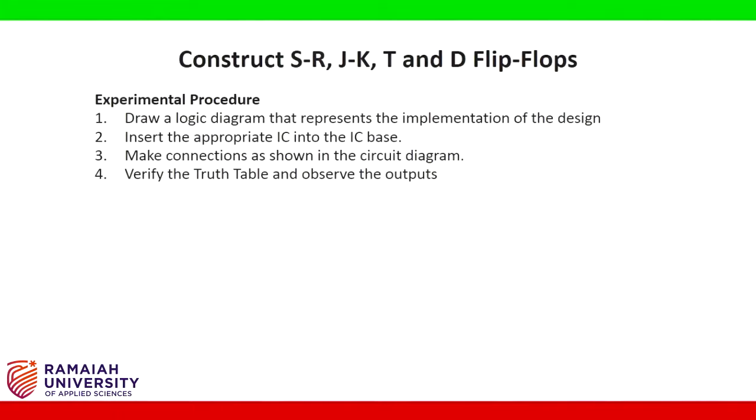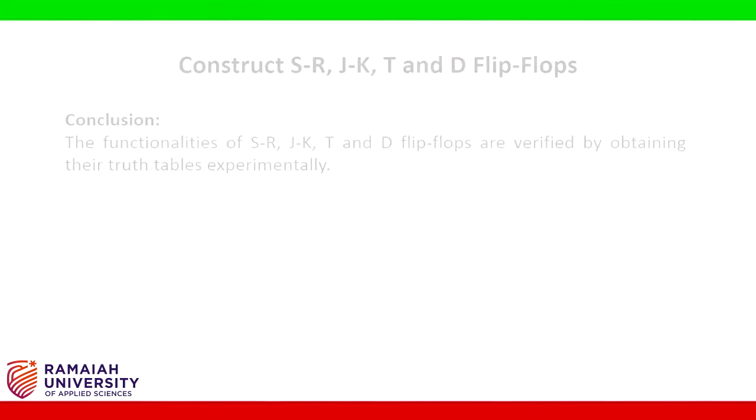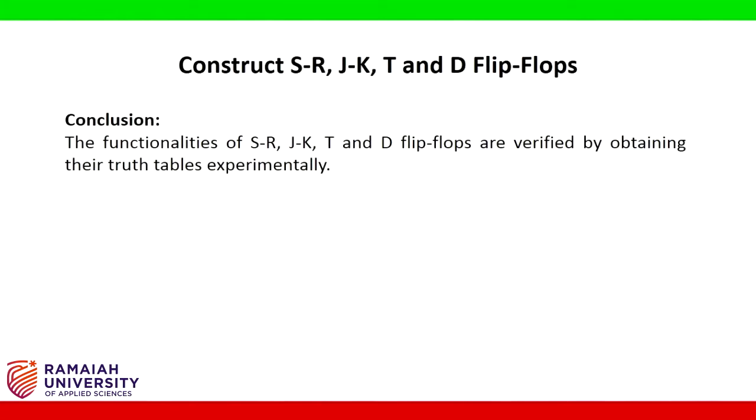Procedure for verification of flip-flop functionalities. Draw a logic diagram that represents the implementation of the design. Insert the appropriate IC into the IC base. Make connections as shown in the circuit diagram. Verify the truth table and observe the outputs. Conclusion: the functionalities of SR, JK, T and D flip-flops are verified by obtaining their truth tables experimentally.